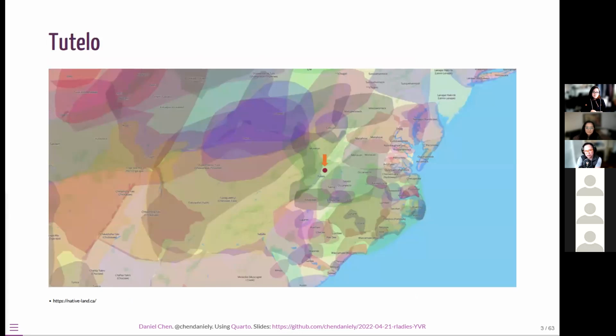Next is the actual land where a lot of this work was conducted, which is in Southwest Virginia in the United States. The native peoples who used to live there were the Tutelo people. And it's also nice because they eventually migrated up to New York State, where I'm from.